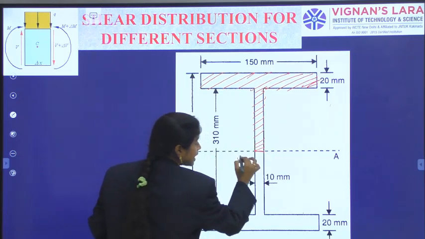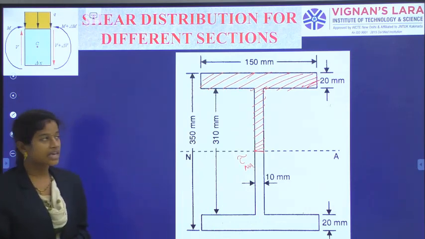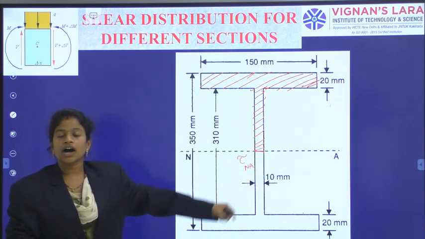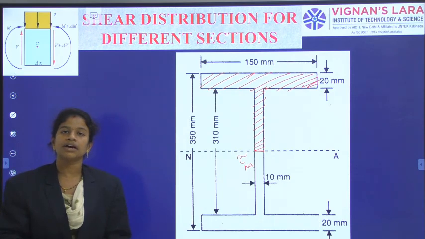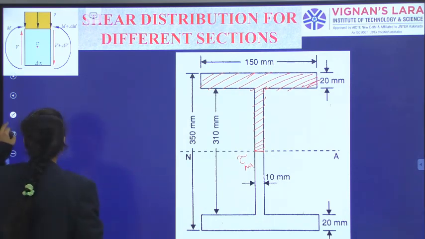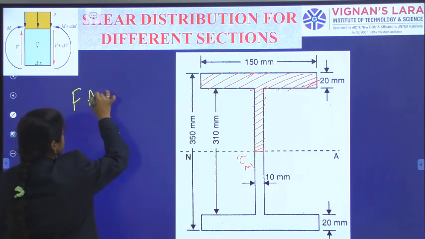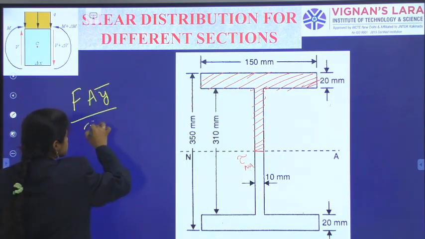Now at the neutral axis level, when we are calculating the shear stress, that is tau NA. How will you calculate it? Just now we have given the formula: F A y bar by I into B. Each individual term, how it comes, individually we will solve and substitute.